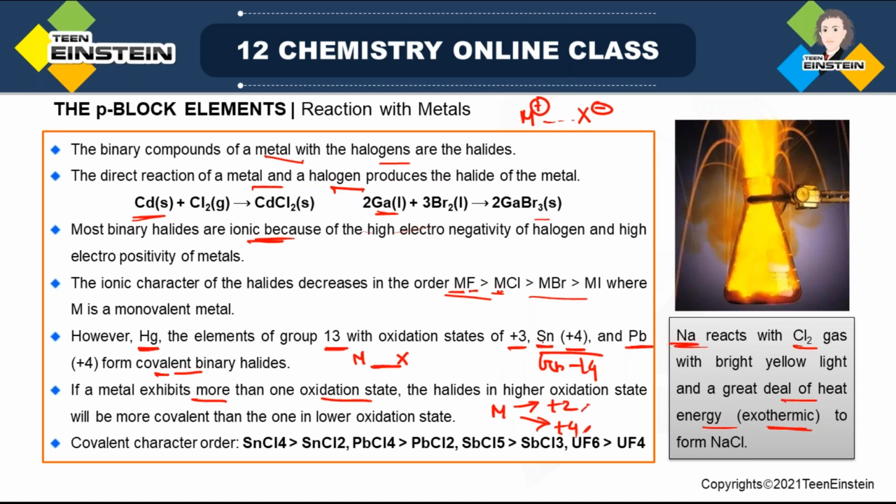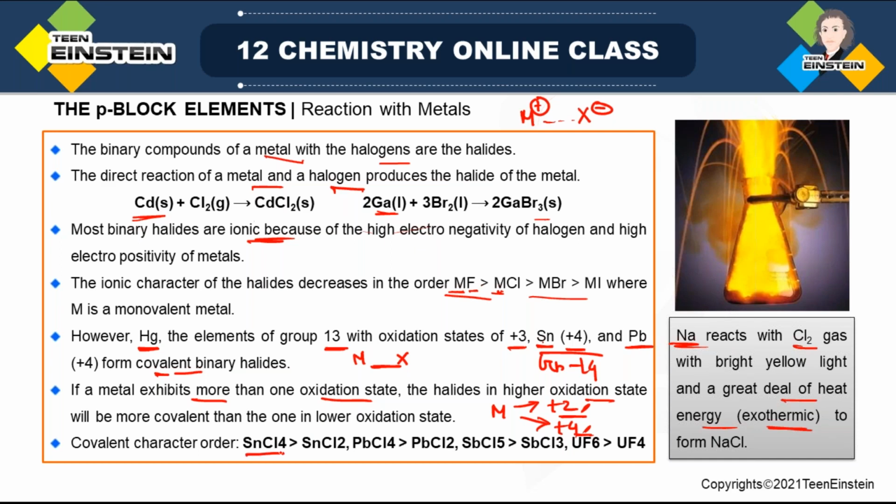Now +4 is higher oxidation state compared to +2. So when you are keeping the metal fixed and also the halogen is fixed, that is same metal, same halogen you have taken, but two different compounds are formed because two different oxidation states of the metals are present. So in that case, the halide which is in higher oxidation state will be more covalent than the one which is in lower oxidation state.